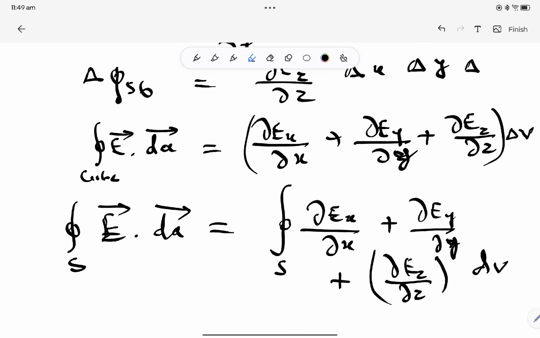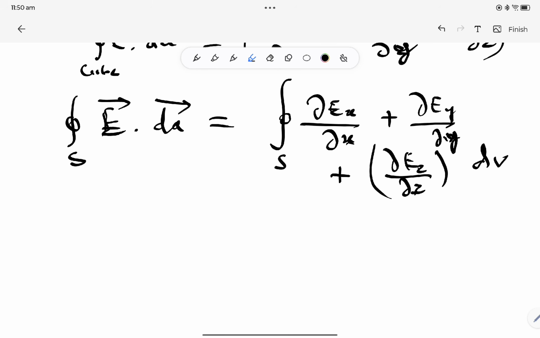But what is this? This is divergence. How? Because we know if Ex varies with x, only then there is divergence. If Ey varies with y, only then there is divergence. If Ez varies with z, only then there is divergence. If all these three quantities are zero, then there will be no divergence at all.